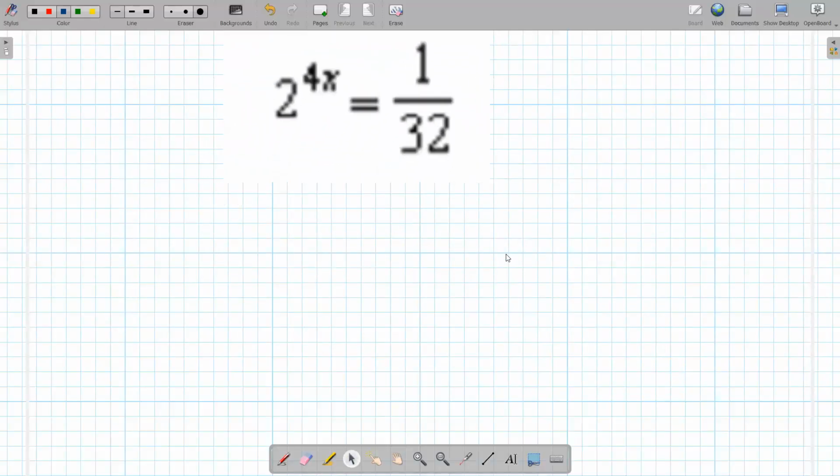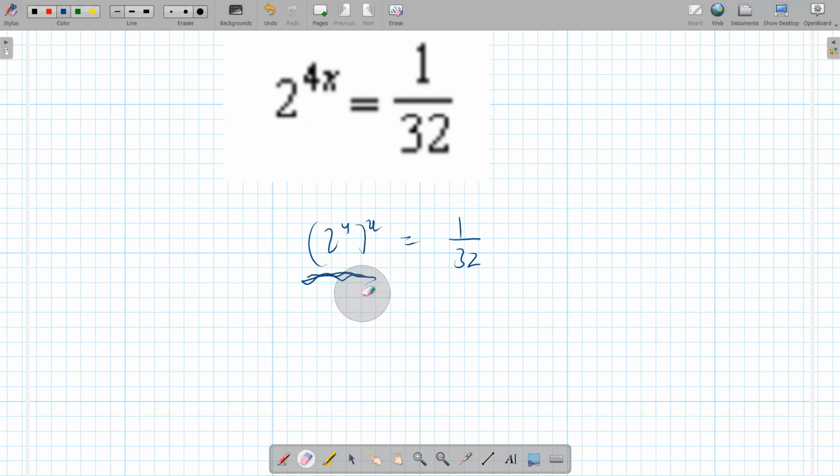Alrighty, this one. How do we start? You can do 2 to the power of 4, like that. Yeah, you could, but you don't need to. You could do that for those quadratic type questions, okay? You don't need to do that here.